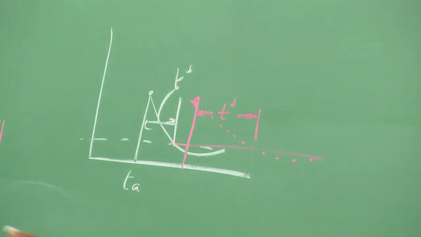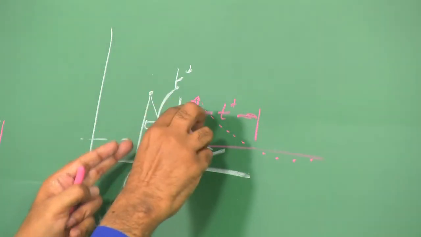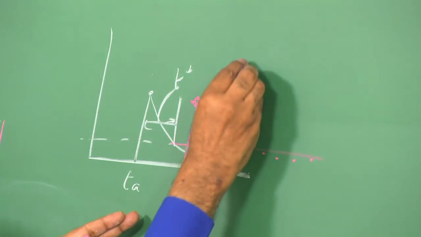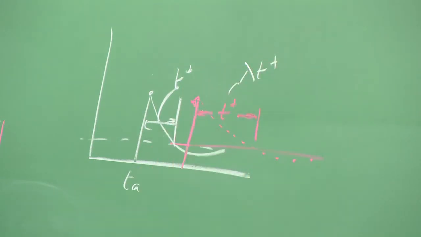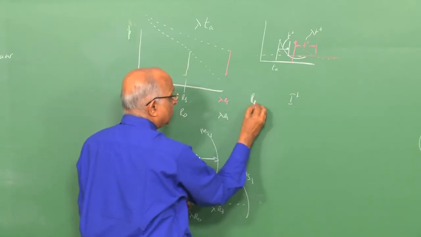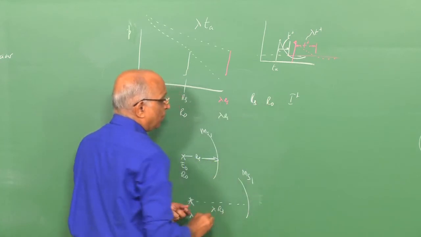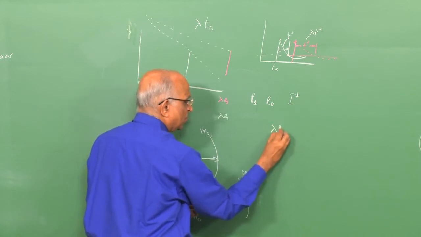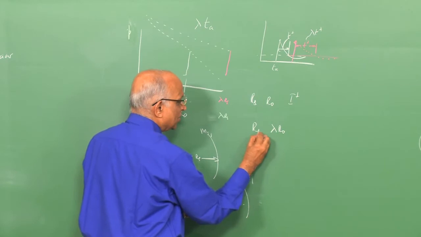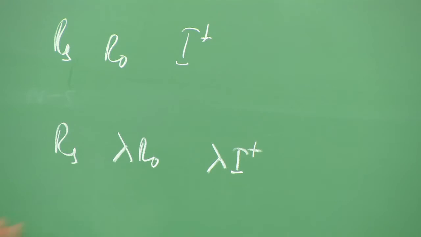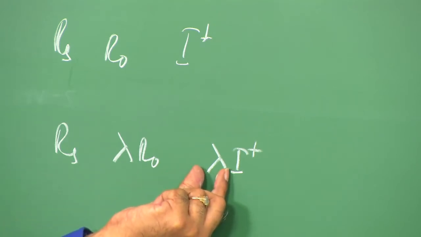The distances have increased, therefore the times increase, because the same value of the velocity is now covering the larger distance. Therefore, this time t plus becomes lambda times t plus. If the time increases, then the impulse, which at a distance r_s from an explosion of explosion length r naught is I plus, will go up by lambda times when I consider an explosion of length lambda r naught at the same scaled distance. That means the impulse scales as the explosion length lambda.